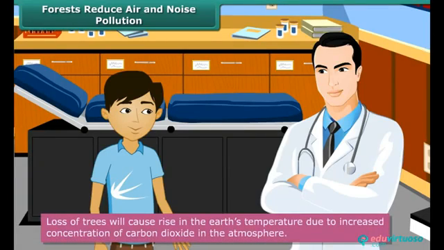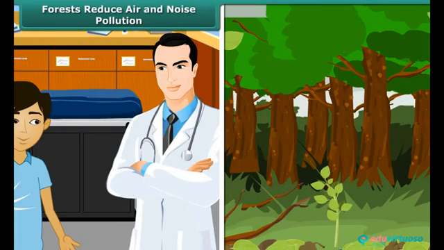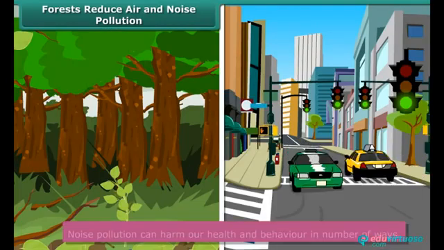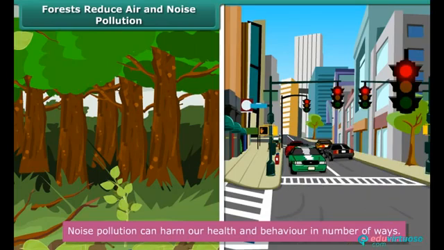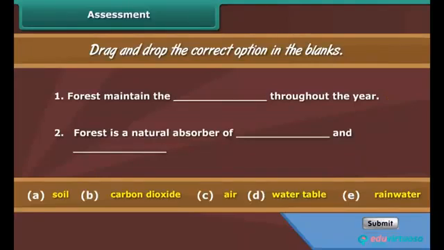But the situation would have been worse had there been no forests, because trees clean up the air by absorbing carbon dioxide and releasing oxygen. Forests also absorb and block noise arising from the urban environment, making the earth a livable place. It is time to check your understanding. Drag and drop the correct option into the respective box.